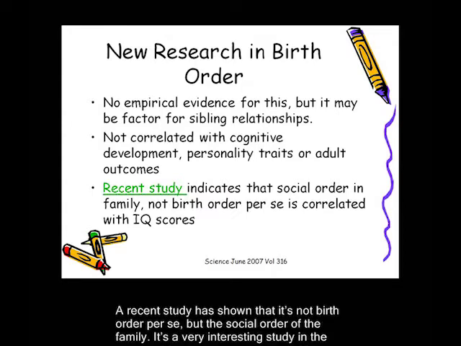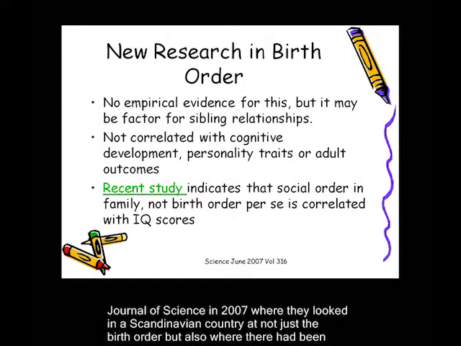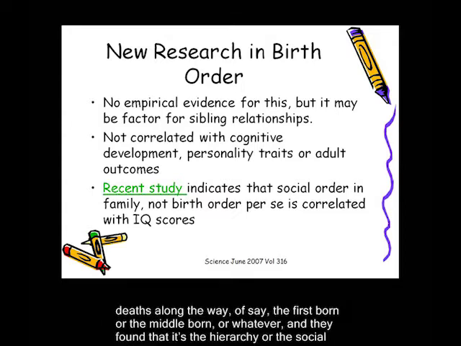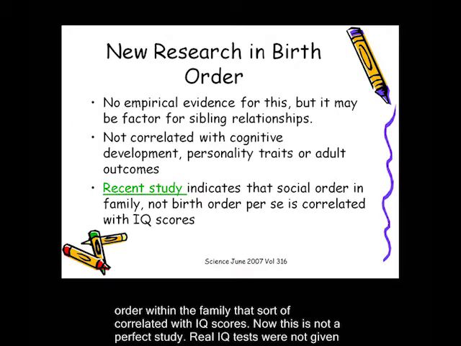And a recent study actually showed that it is not the birth order per se, but a social order in the family. And there's a very interesting study in the journal Science in 2007 where they looked in a Scandinavian country at not just the birth order, but also where there had been deaths along the way of, say, the firstborn or the middleborn, whatever. They found that it's the hierarchy or the social order in the family that sort of correlated with IQ scores.